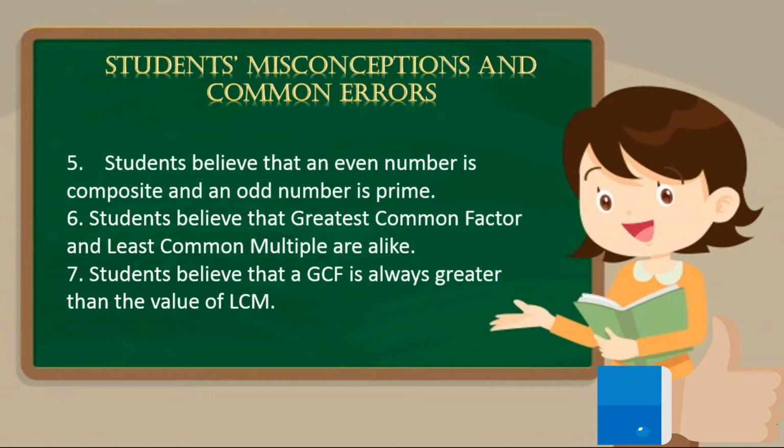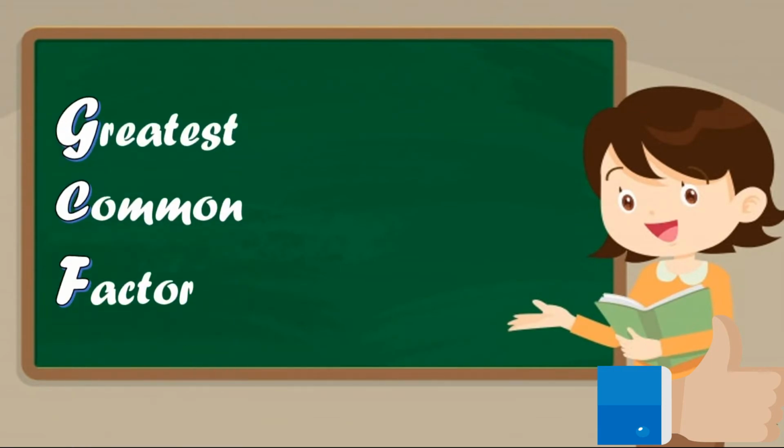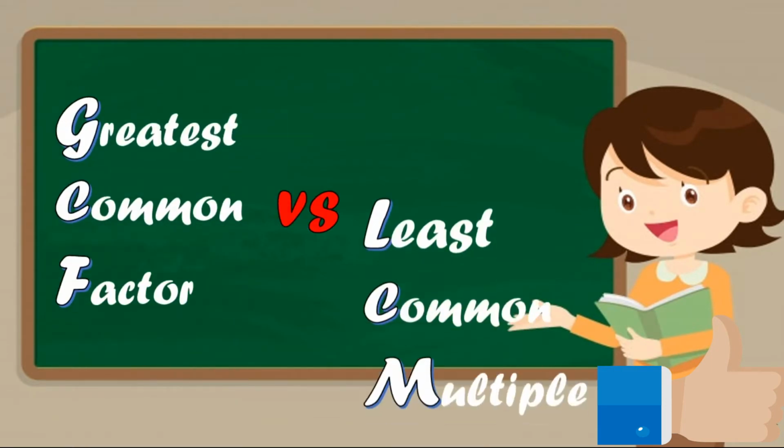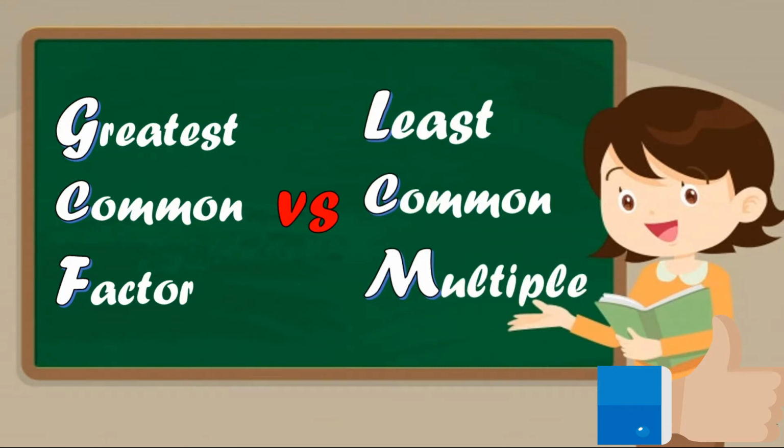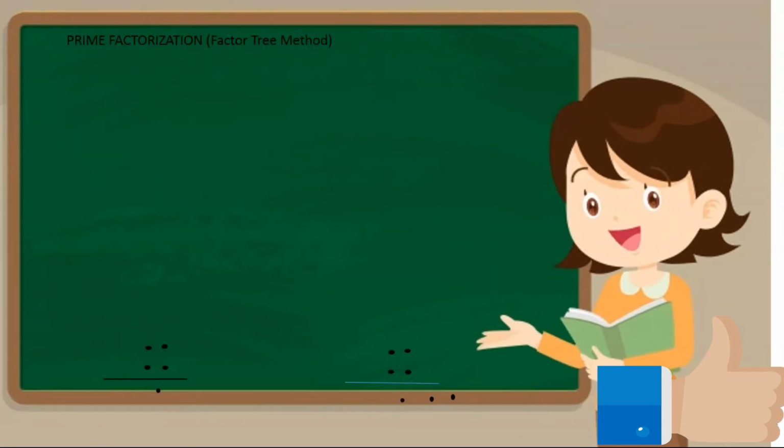To illustrate our sixth and seventh misconception, let me present to you how to differentiate our GCF and our LCM, or the greatest common factor and the least common multiple, by differentiating them with their definitions and how to solve them using two different methods. So the first method is using your prime factorization or the factor tree method. So for GCF versus our LCM, we will put a barrier in order to differentiate them.